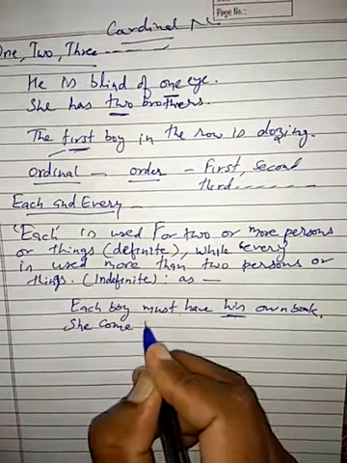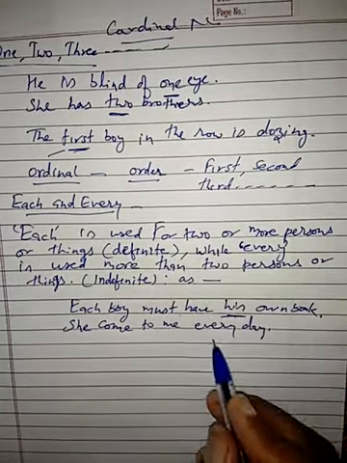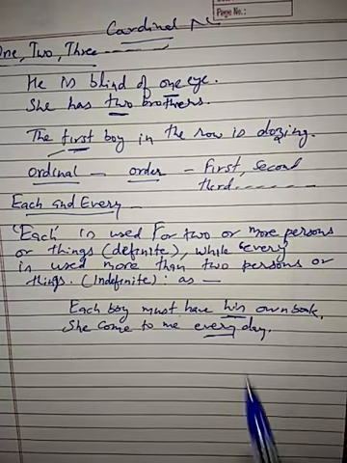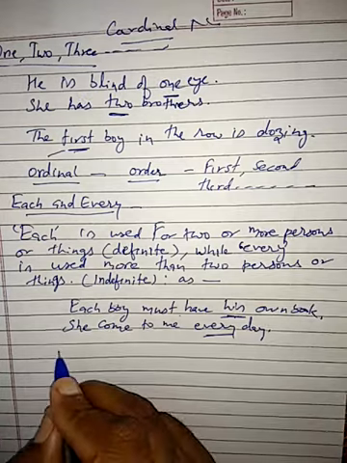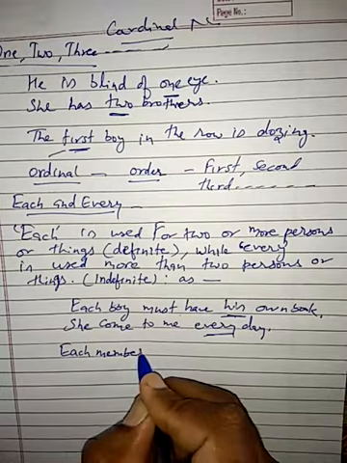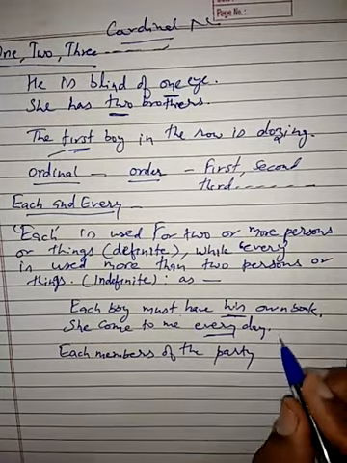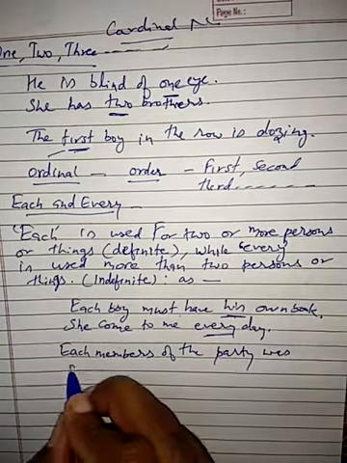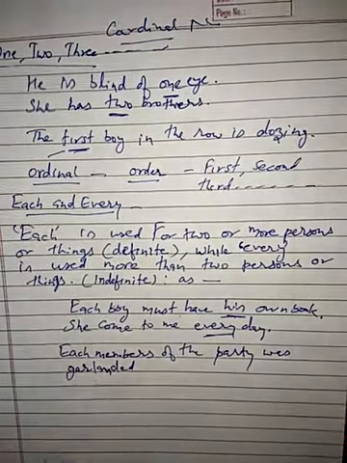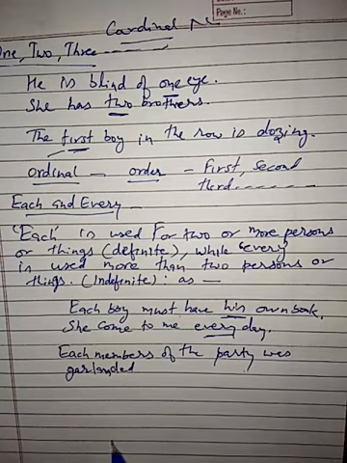She comes to me every day. And here, what does every show you? Every shows you the indefinite number of days. Every day. Clear? Each member of the party was garlanded. सबको माला पहनाई गई बेटा. So each member, the number of members is quite definite, that's why we have used each.